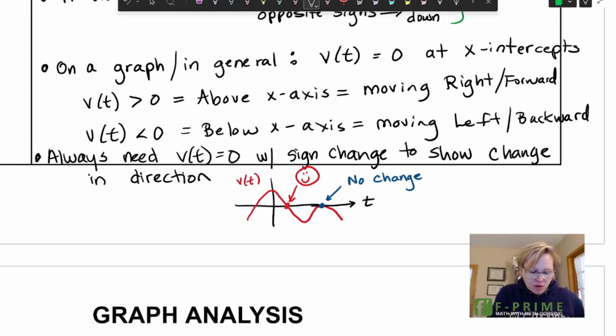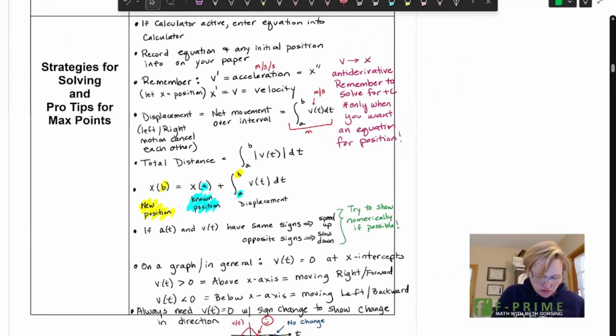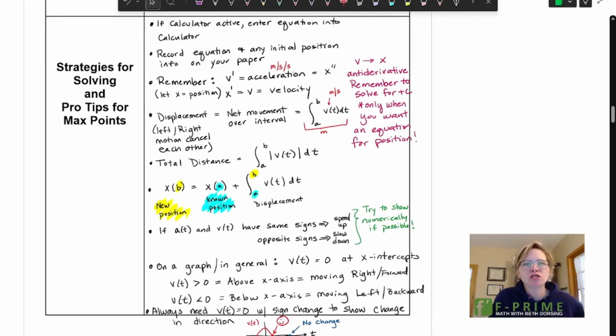So here is, at a glimpse, an overview of some tips and tricks for those linear motion free response questions. This is by no means complete. It's just very general, based on years and years of looking at these, and these tend to be the big topics that show up on this type of free response.